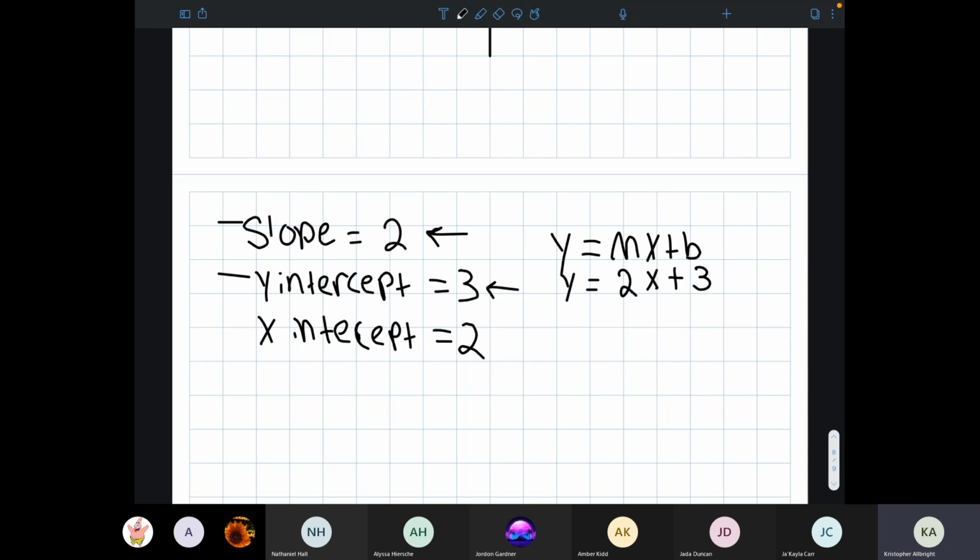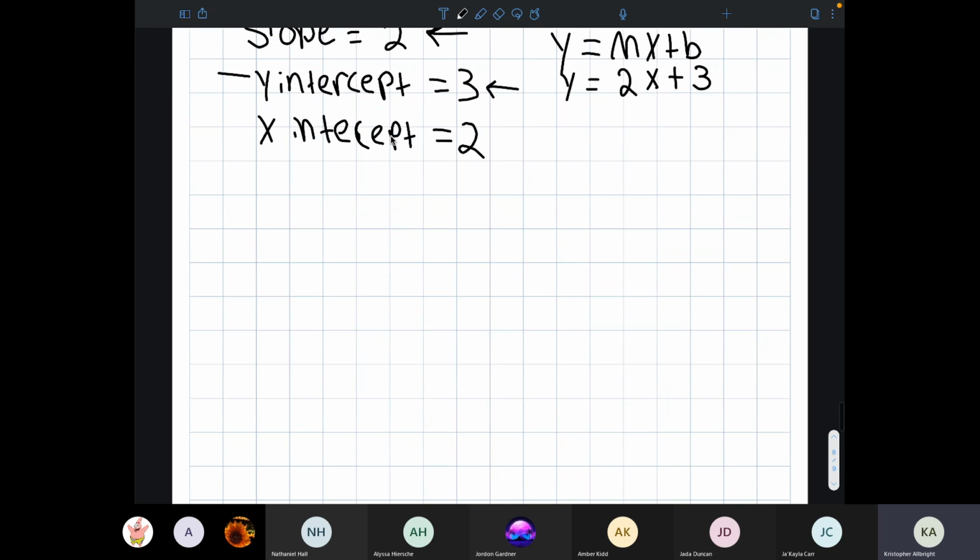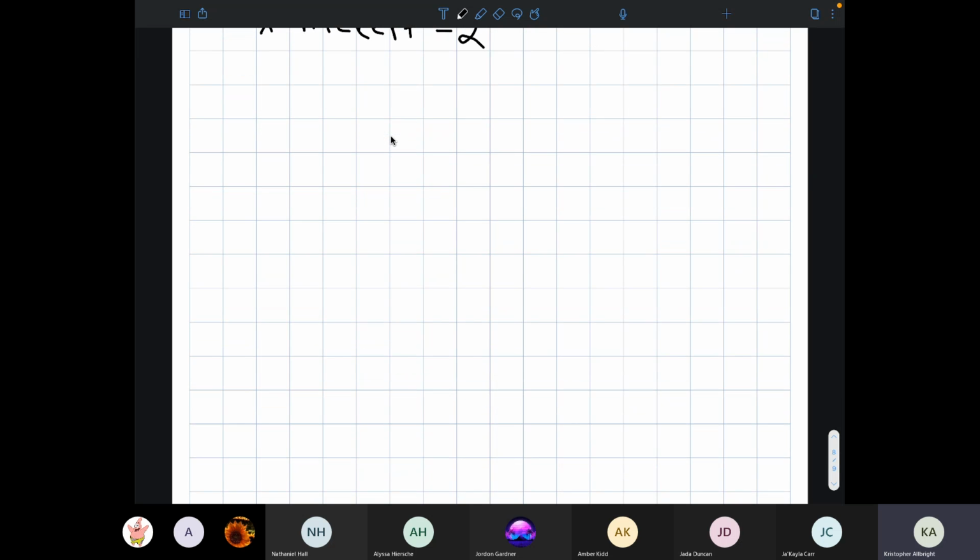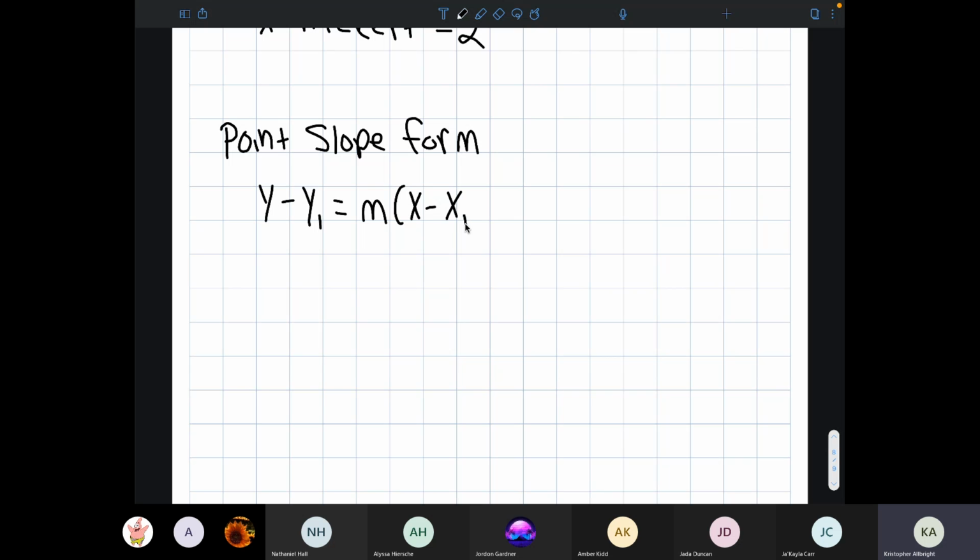Okay, so there are a couple more things that you're going to need to know to be able to do this. So I encourage you to write. These will be important things that you will need to know. First of which is point slope form. I'm just going to list a bunch of stuff. You guys write it down and then we'll talk about it. Point slope form is y minus y1 equals m times x minus x1.